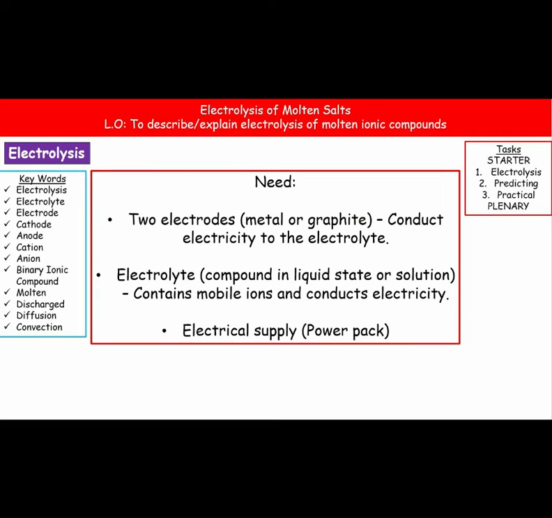Let's start off with the basics then. In order to carry out electrolysis, we need 3 key things. First one are 2 electrodes, which are made of either metal or graphite, and they're going to conduct the electricity to the electrolyte.